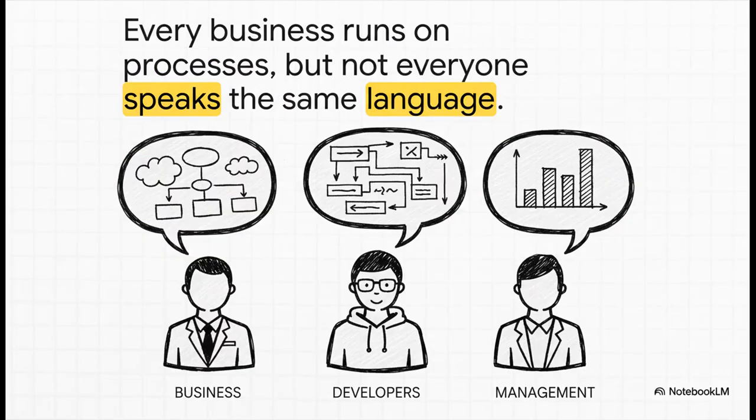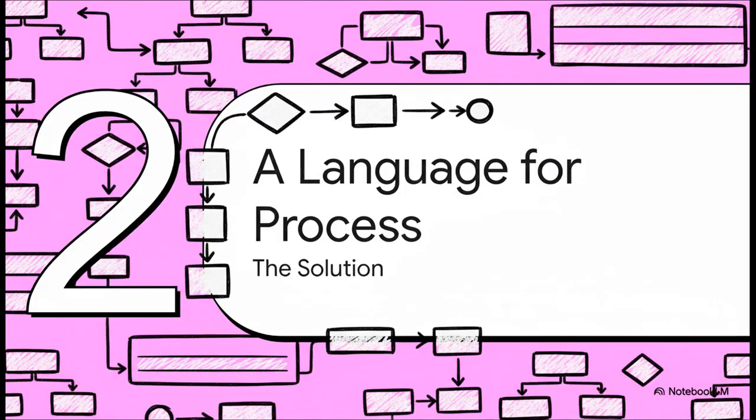You know, the real issue here is just communication. The business folks describe a workflow one way, the developers hear it another way, and of course management has their own completely different take. It's kind of like trying to build a house when everyone's working from a different set of blueprints. It's just not going to work. So, the big question is, how do we get everyone on the same page?